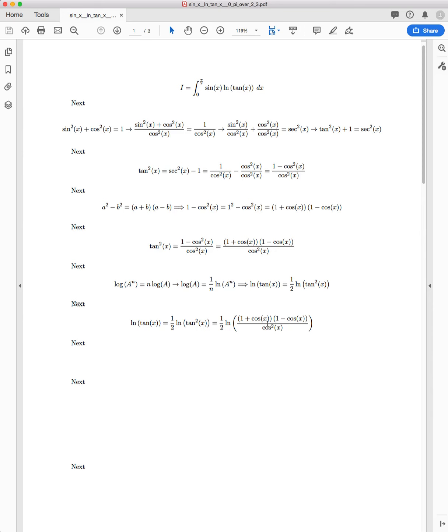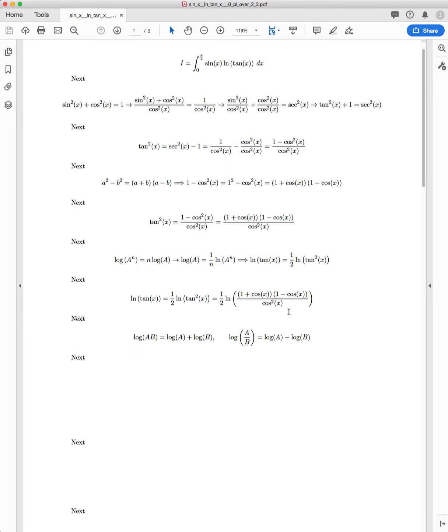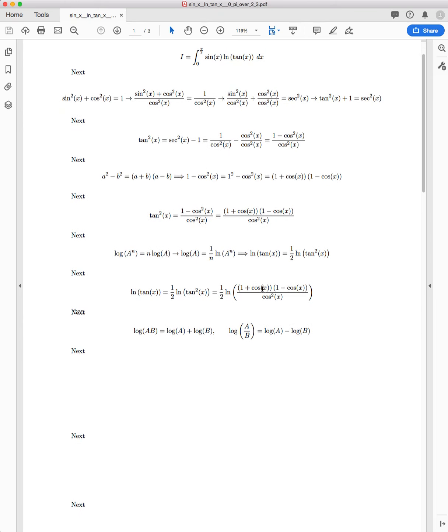Thankfully, though, with log laws, we can actually make the situation much easier. So we're going to use two log laws now. We have the log of a product AB is equal to the log of A plus the log of B, and the log of A divided by B is equal to the log of A minus the log of B. So we're going to use the first rule for the two components on the numerator, and then we're going to use the second rule for the component on the denominator.